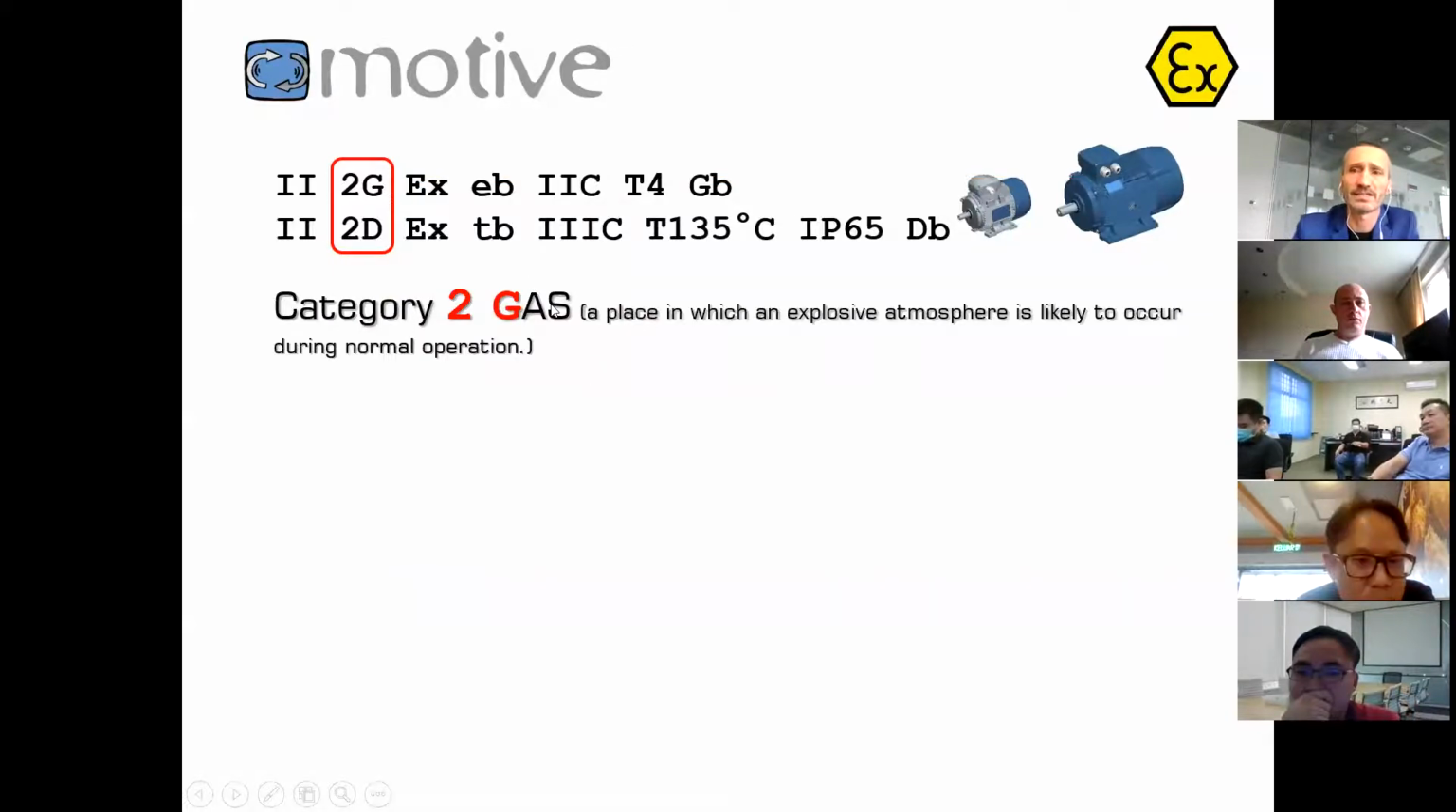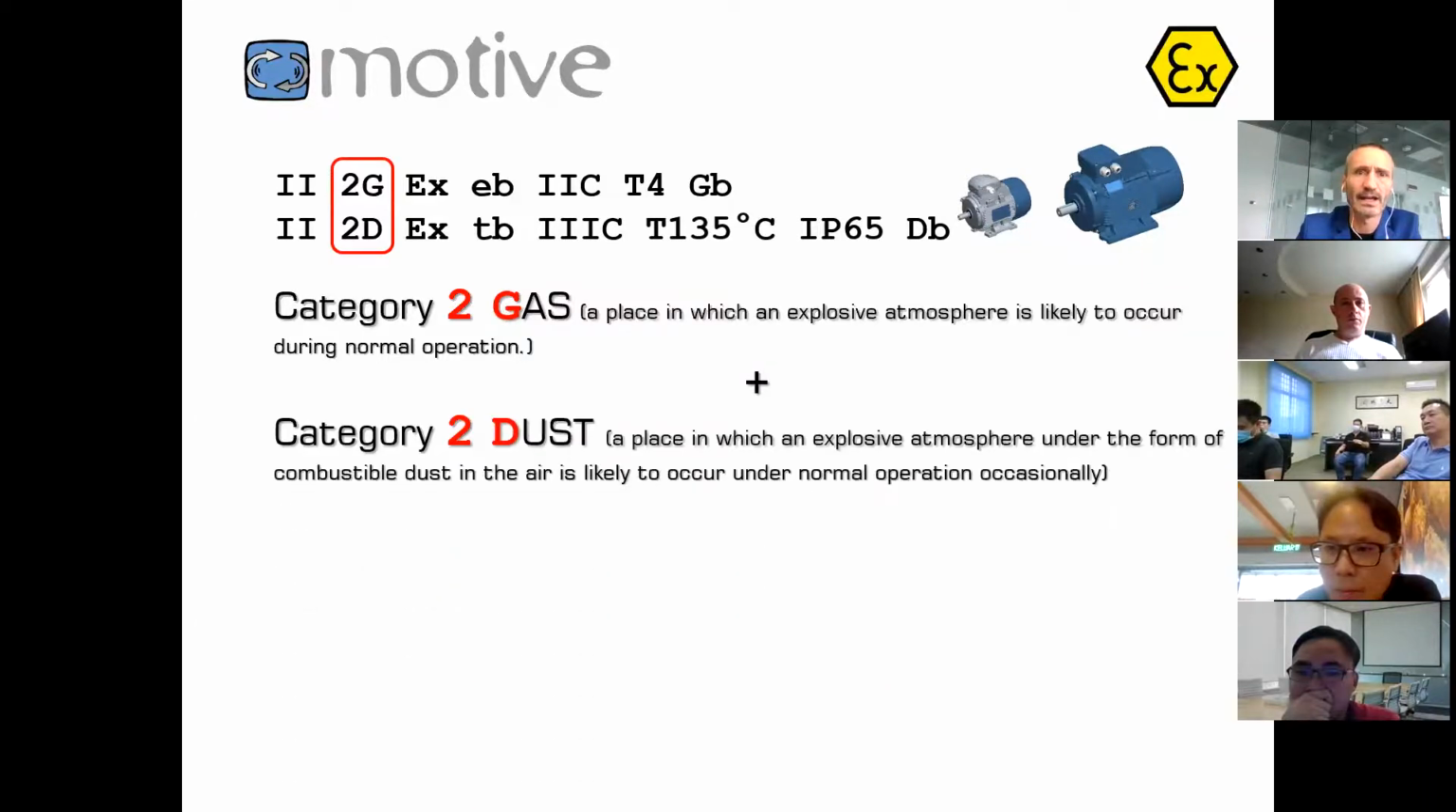By the norm, it is defined as a place in which an explosive atmosphere is likely to occur during normal operation. And category 2 dust is a place in which an explosive atmosphere in the form of combustible dust in the air is likely to occur under normal operation occasionally. Okay? So it's not always there, but it can be there. Okay, that's category 2. What does it mean?